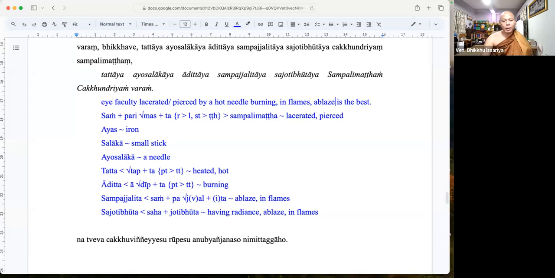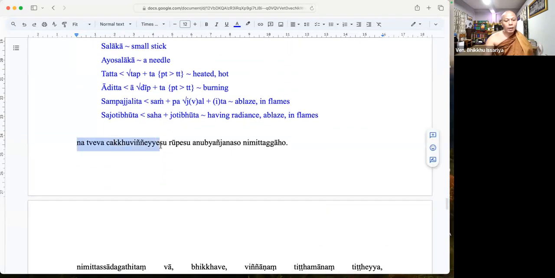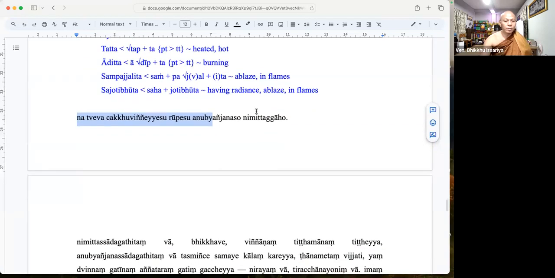Which one is not the best? The later one in the next sentence, you see. Nadriwa chakondari yesu rubesu. Actually when our eye is pierced by such a needle, our eye becomes blind. So that means the purpose of that one is not used. So not using our eye in this way is the best. In this way it can be understood briefly.